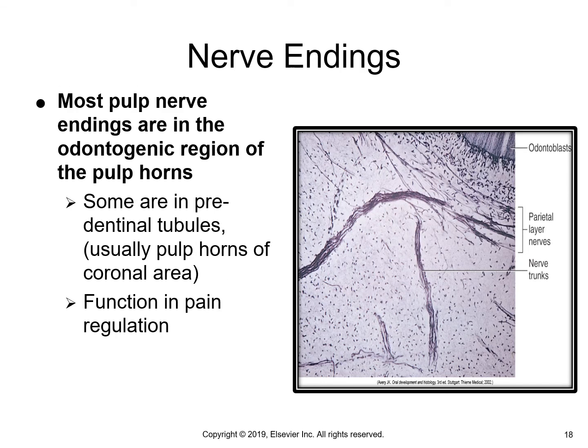Most pulp nerve endings are in that odontogenic region of the pulp horns. Some are in predentinal tubules, but usually still found in the pulp horn area, and they function in pain regulation.